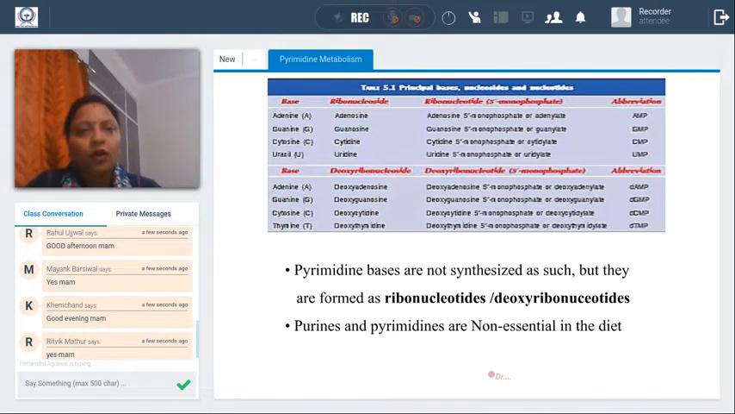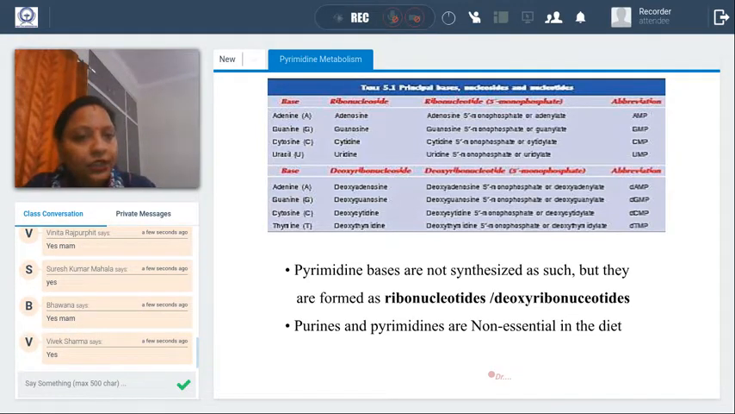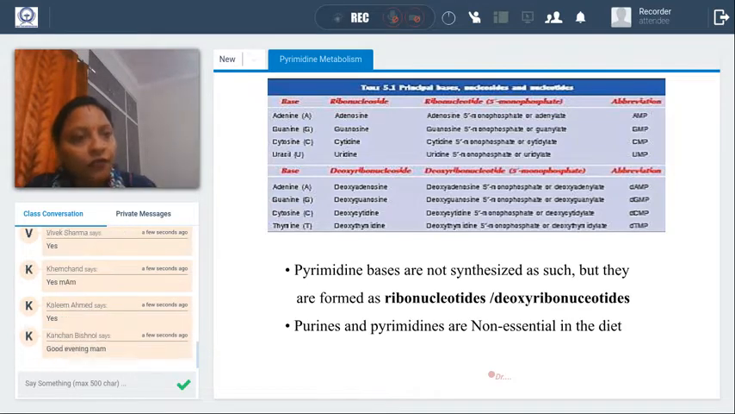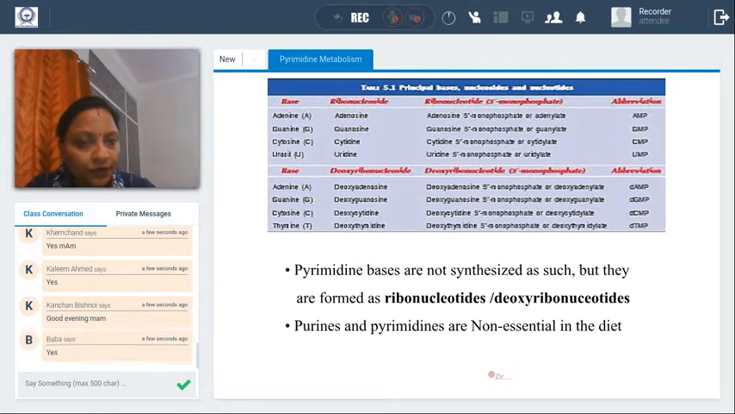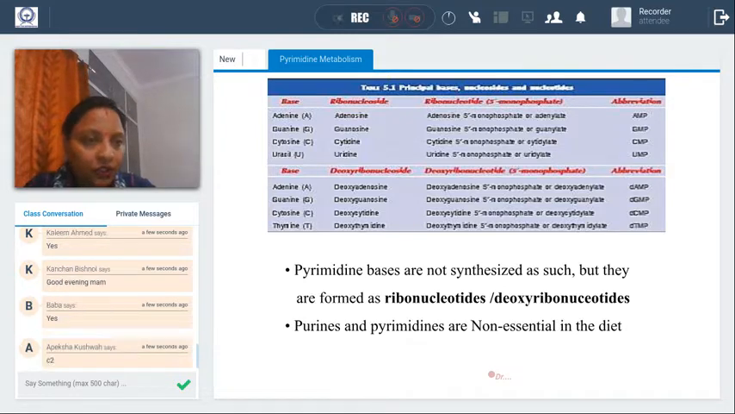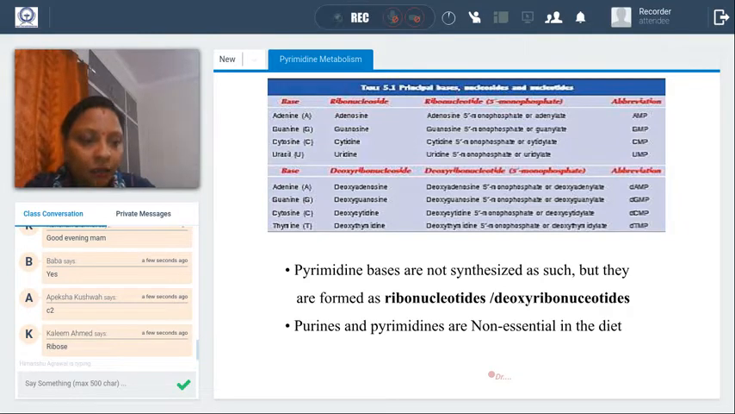So, purines are adenine, guanine, and pyrimidines are cytosine, uracil, and thymine. You all know. What is the difference between DNA and RNA? Please write in the box two major differences. Which are those major differences between DNA and RNA? Please write in the box two major differences present between DNA and RNA.